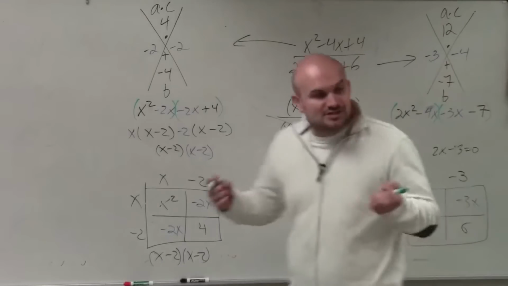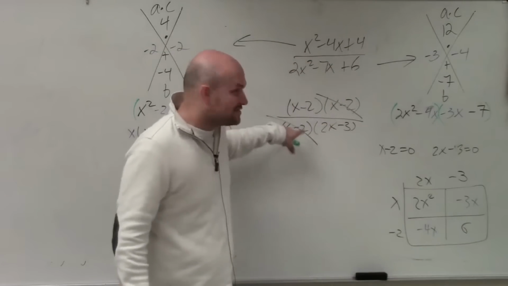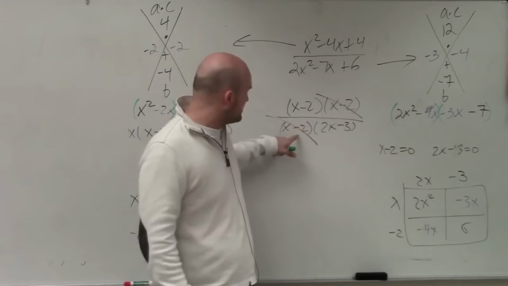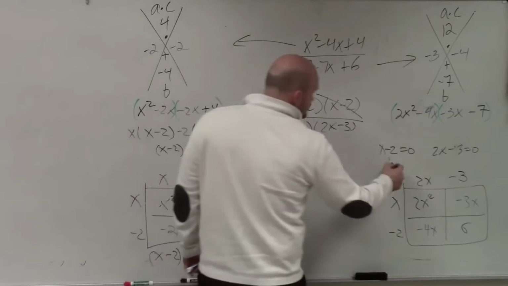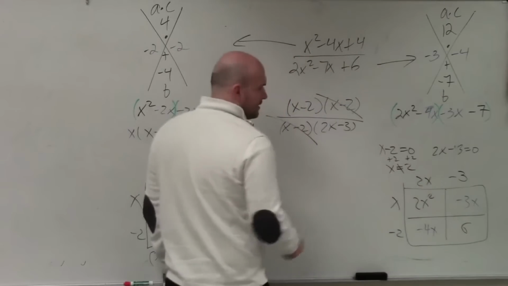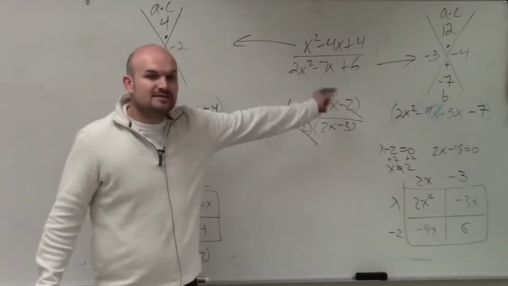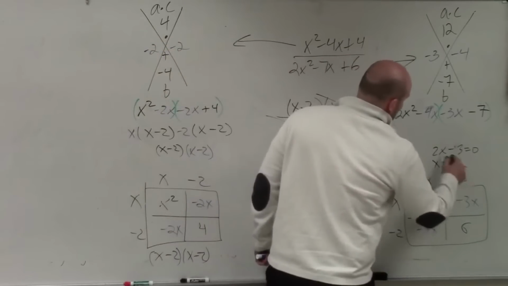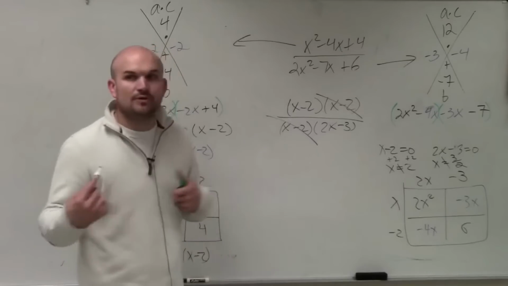Remember, our solutions cannot be 0 in the bottom. So you can't say x minus 2 cannot equal 0. We want to know what values are going to make this 0. What's going to make this 0? 2. So you say x cannot equal 2. And what's going to make this 0? Add the 3, divide by 2. x equals 3/2. So x cannot equal 2, and x cannot equal 3/2.